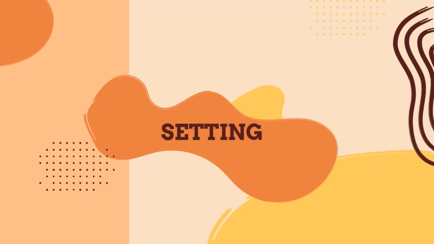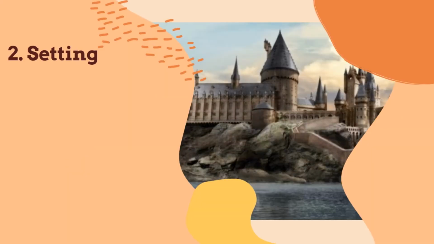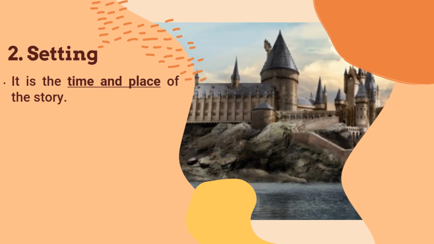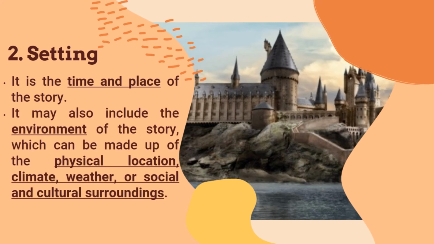The second element of fiction is setting. It is the time and place of the story. Setting is where and when a story or scene takes place. It is usually introduced during the exposition or beginning of the story along with the characters. It may also include the environment of the story, which can be made up of the physical location, climate, weather, or social and cultural surroundings.